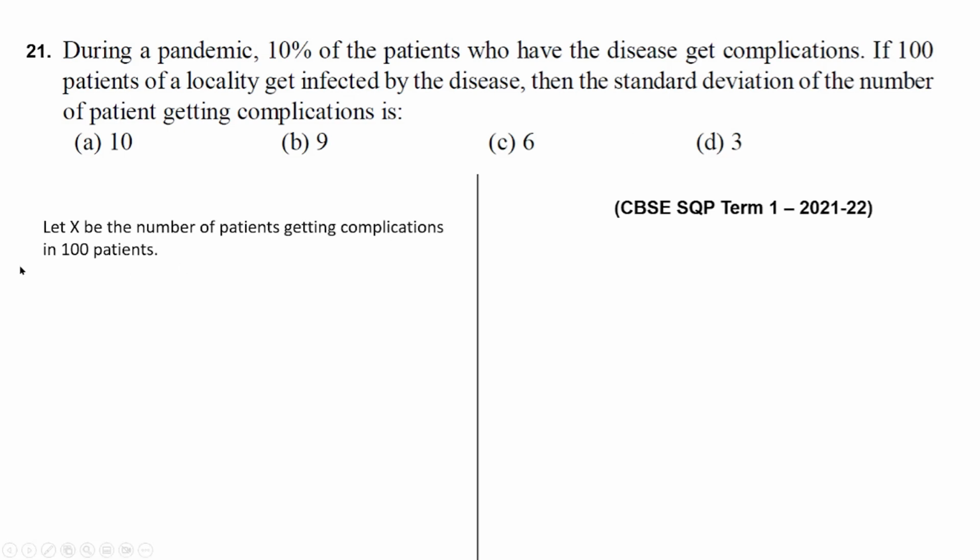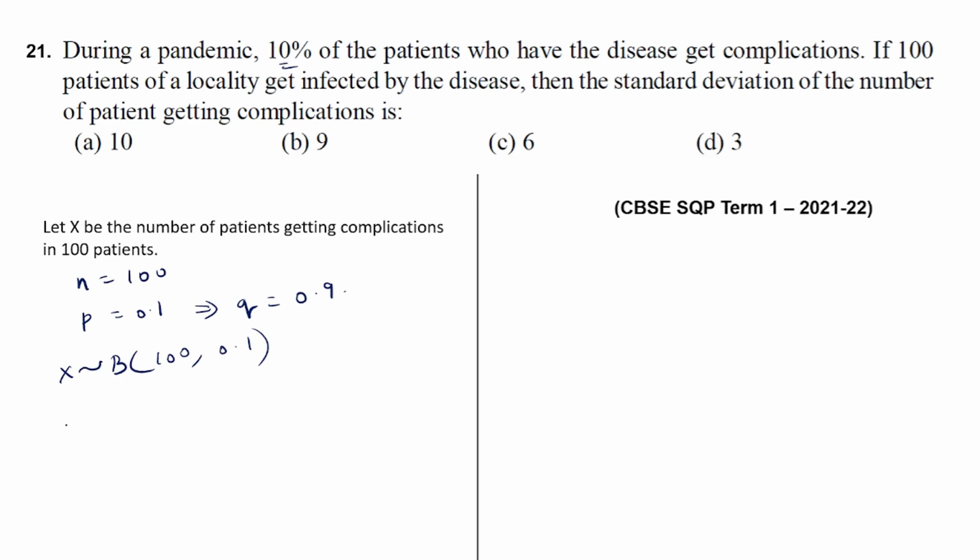So here let us take, let X be the number of patients getting complications in 100 patients. So here we have N as 100. And then the probability of a person getting complication is 10% or 0.1. So the probability of a person not getting complication will be 1 minus P, which is 0.9. Now here we can see that X follows a binomial distribution with parameters N, P. N is 100 and P is 0.1.